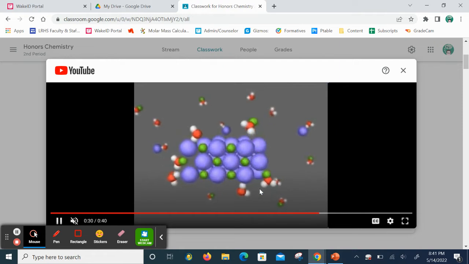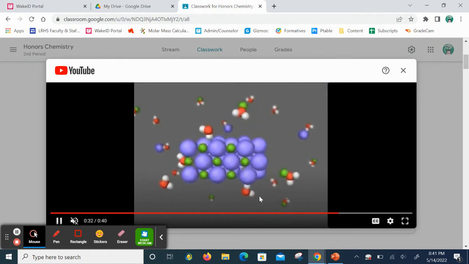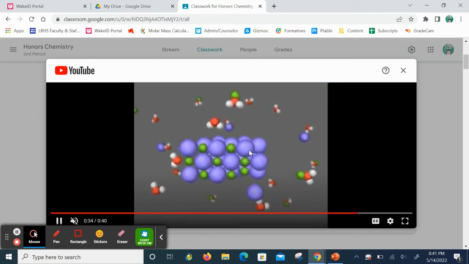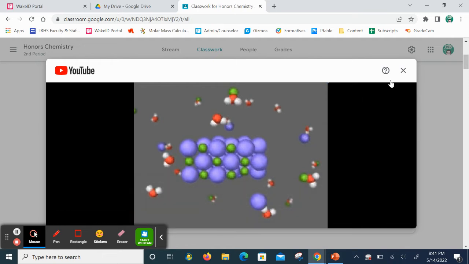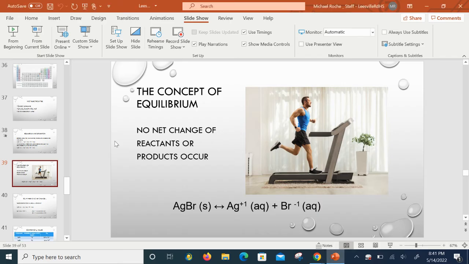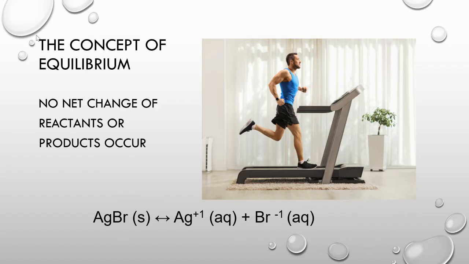This one's bringing in a sodium. This one's taking away a sodium. This one's taking away a chloride. So the size of this thing doesn't really change. It's just being added to and subtracted from because water doesn't know it's supposed to stop doing that. All right. So moving on.